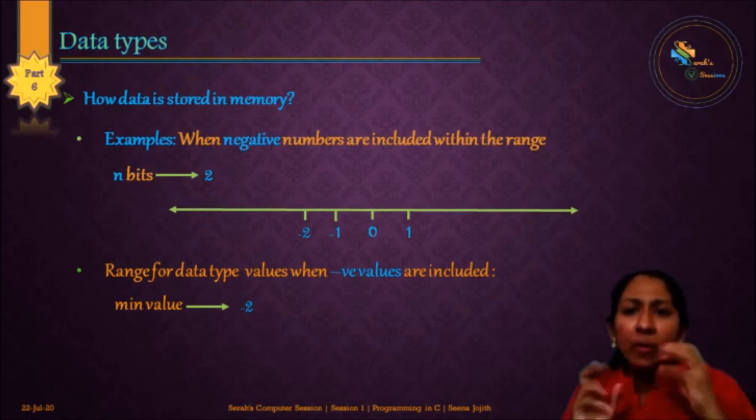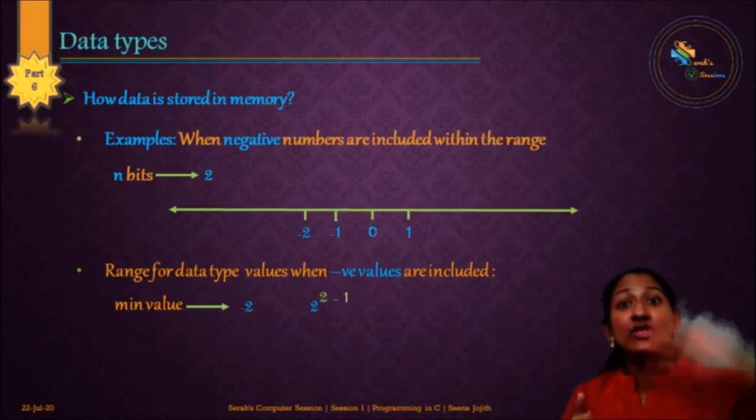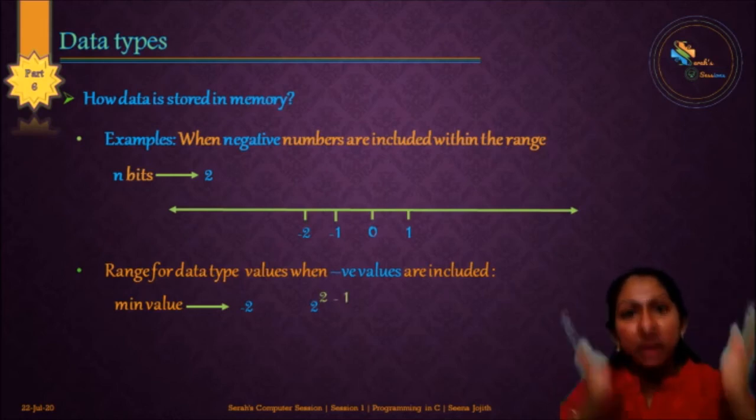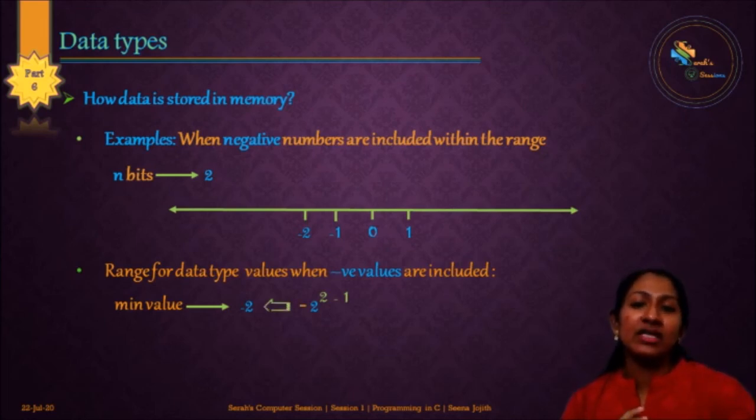So how will we obtain this minimum value? 2 raised to 2 minus 1. See, 2 minus 1 comes as the superscript. So 2 minus 1 is 1, right? So this will actually be 2 raised to 1. So if you attach a negative sign to this calculation, you will get -2.